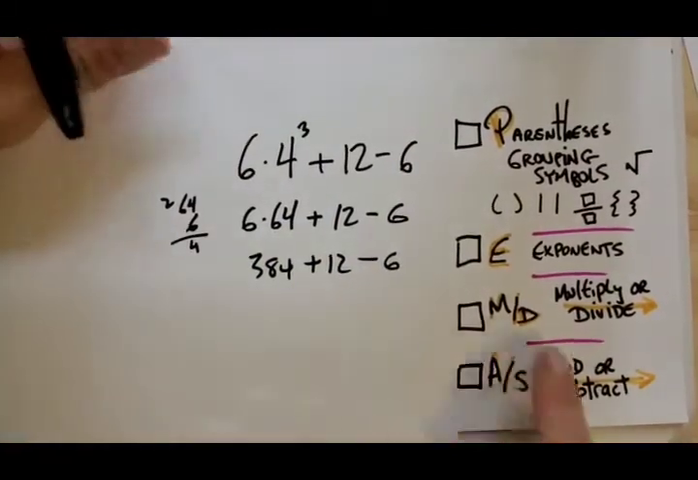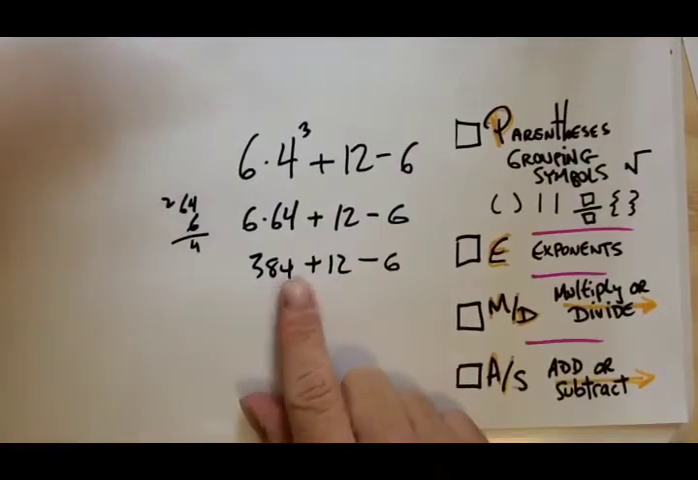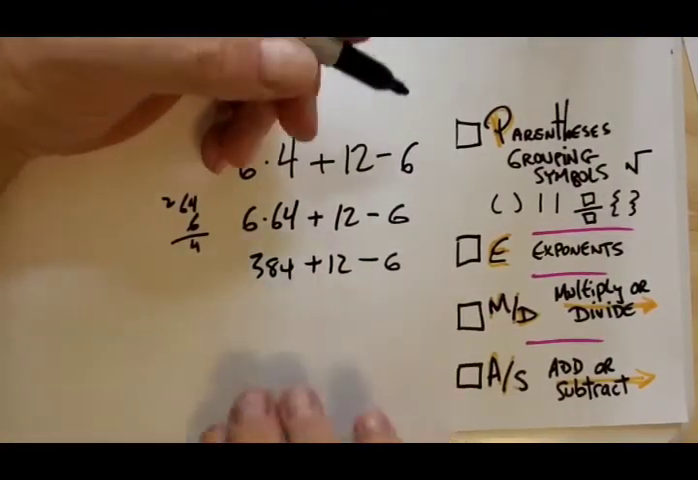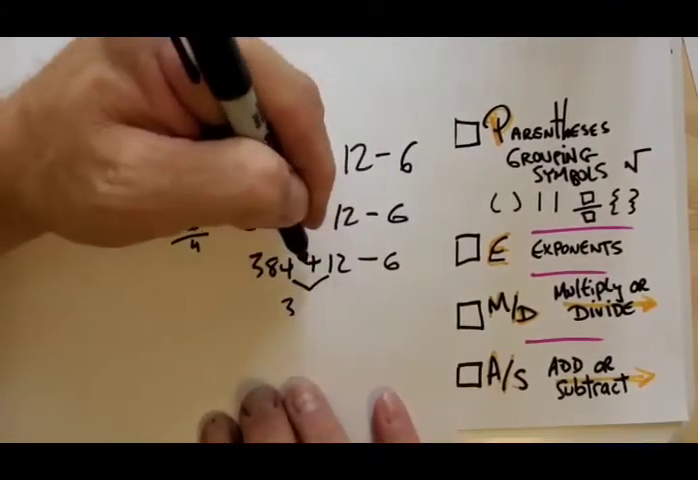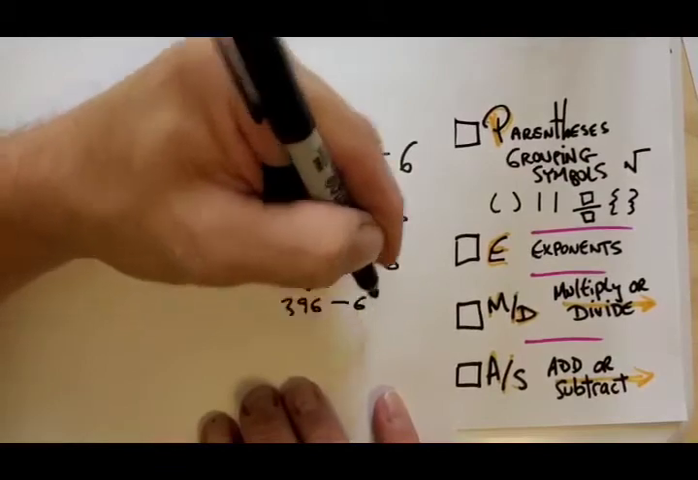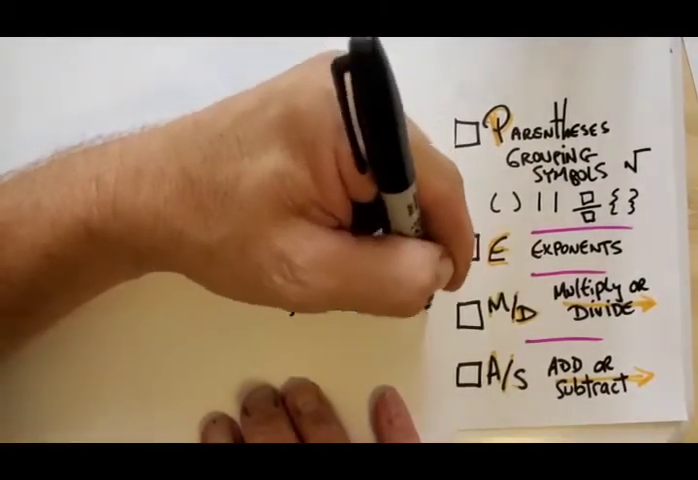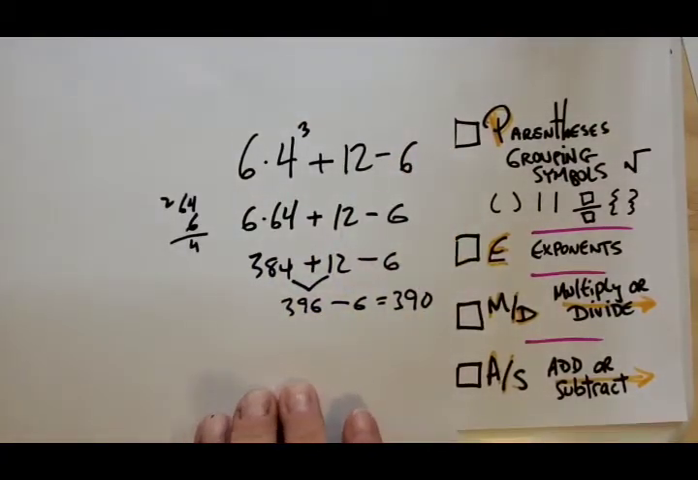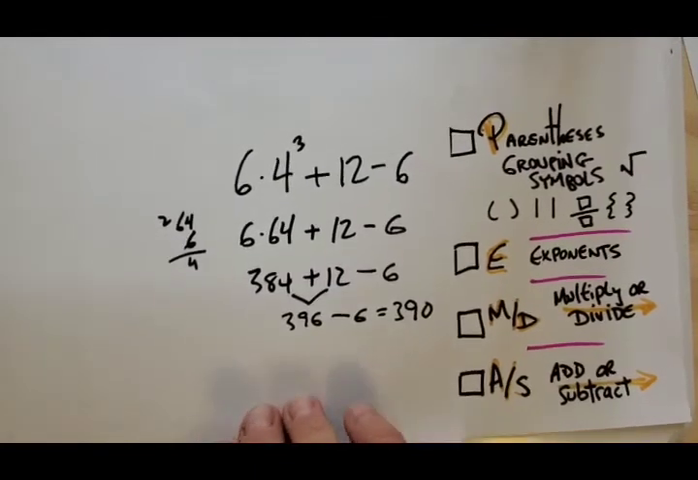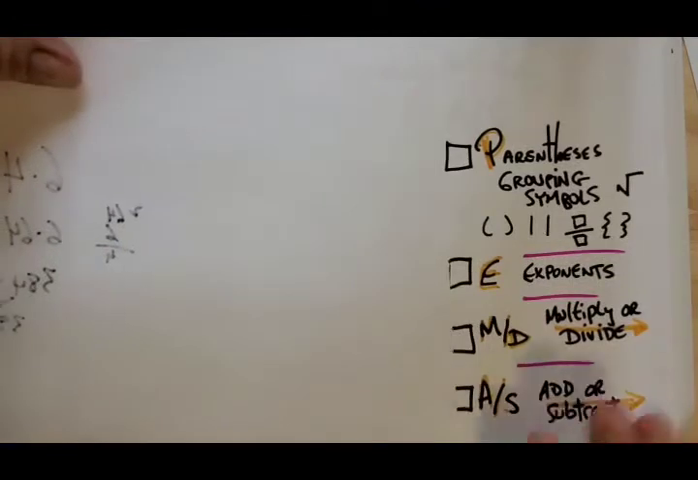Okay, so all the multiplications are gone, so now I'm left with adding or subtracting. I have to go left to right. So that's what I'll do here. This is addition on the left, and that's on the right. So I'll do this first. 396 minus 6. There's your answer. Alright. Very good. A couple others, and then I'll set you loose to work on your own.